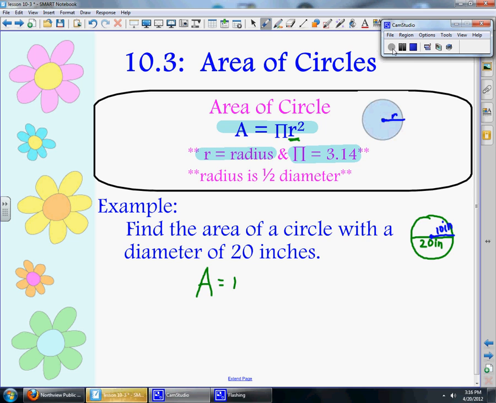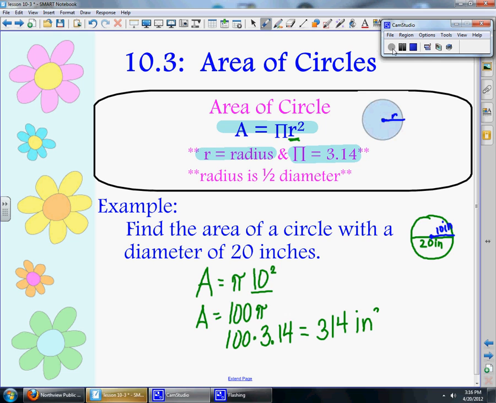Area is equal to pi times the radius, which we found to be 10, squared. The first thing that I would do is 10 squared, which is 100, times pi, or we could just say 100 times the approximate value of pi, which is 3.14, and when we multiply those two together we get 314, and since we're finding area, it is the unit squared. So the area of a circle with a diameter of 20 inches is 314 inches squared.